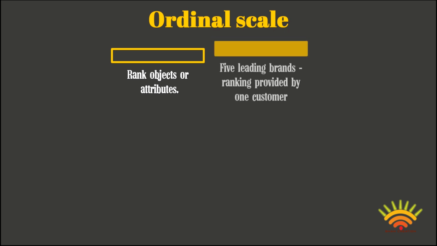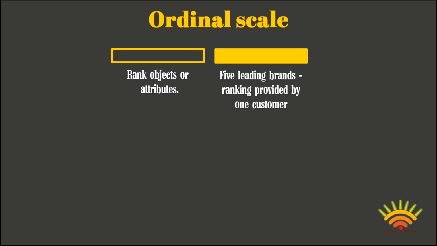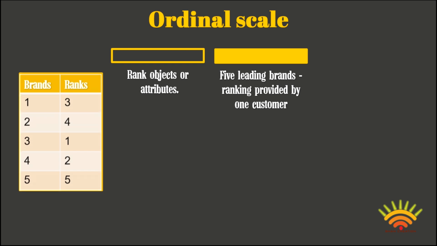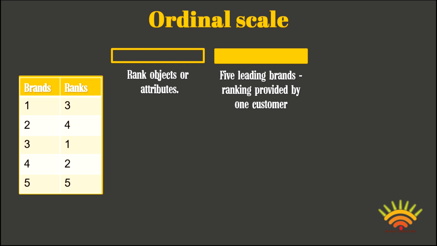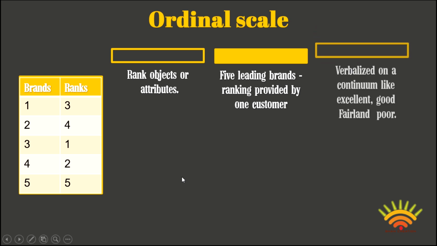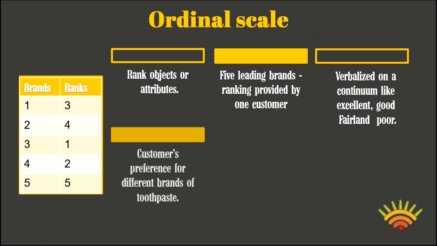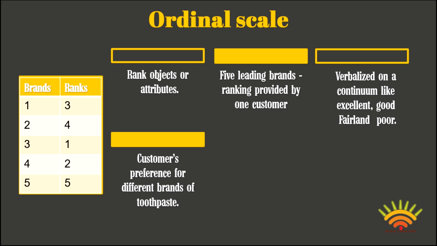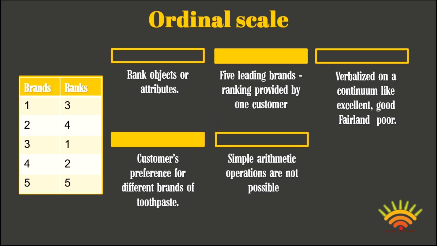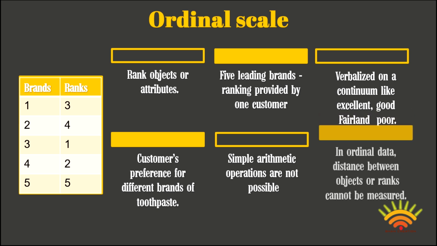Ordinal scale. Ordinal or rank data are numbers used to rank objects or attributes. Customers' preference for different brands of toothpaste is a good example. If there are 5 leading brands in the market and the ranking provided by one customer is as given here: brand 3 is ranked as number 1, brand 4 is ranked as number 2, brand 1 is ranked as number 3, brand 2 is ranked as number 4, and brand 5 is ranked as number 5.